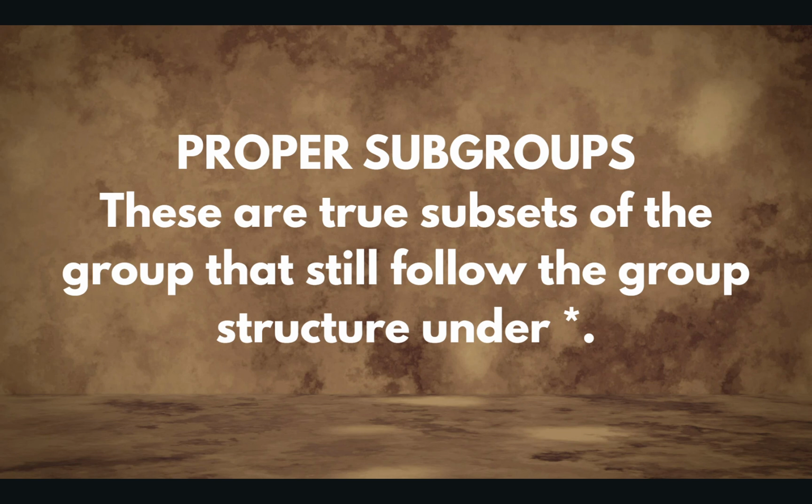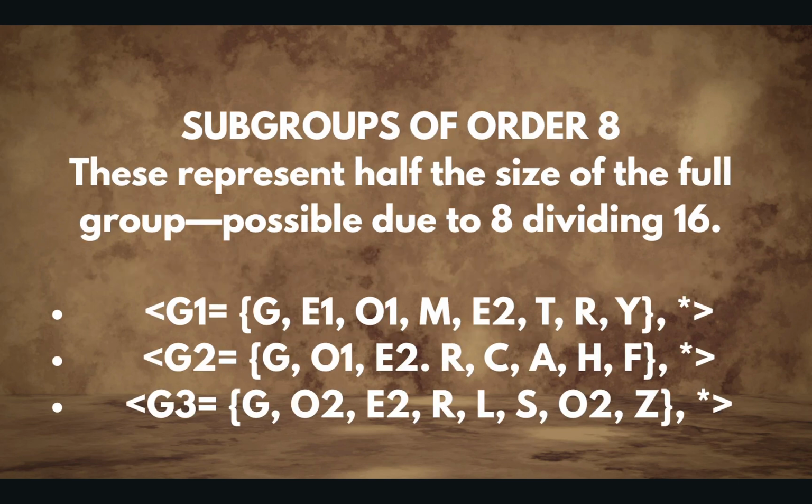Now let's determine the proper subgroups. These are the subsets of the group. First, the subgroups of order 8. Subgroup G1 has the elements G, E1, O1, M, E2, T, R, Y, so a total of 8 elements.